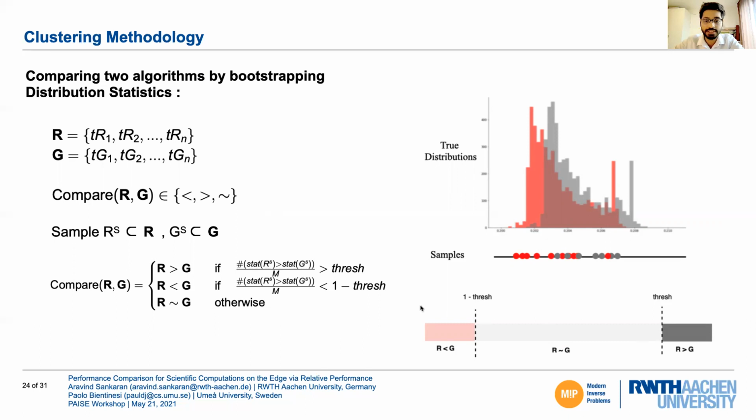And we control this consistency by setting the threshold parameter. A higher threshold simply means a stricter condition for comparison. That is, even if there is a slight overlap of the distributions, the algorithms will be evaluated as being equivalent.